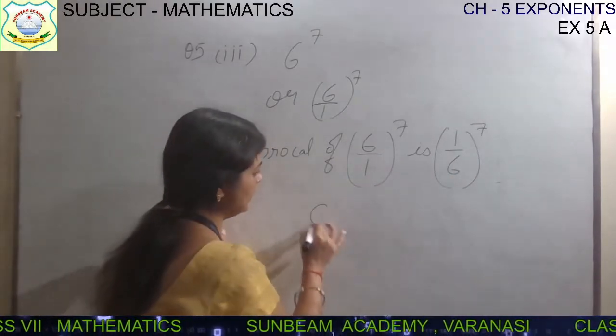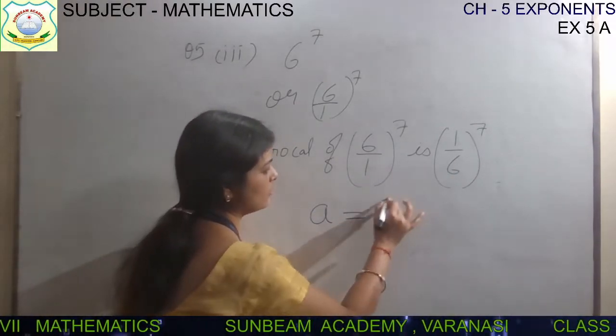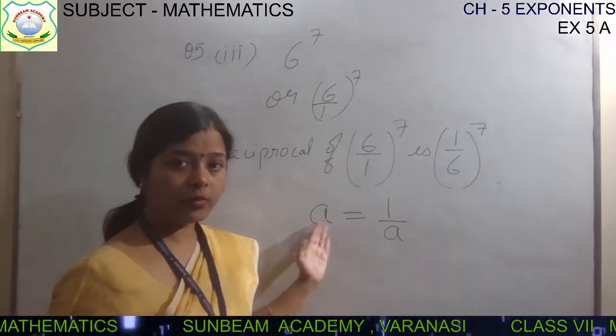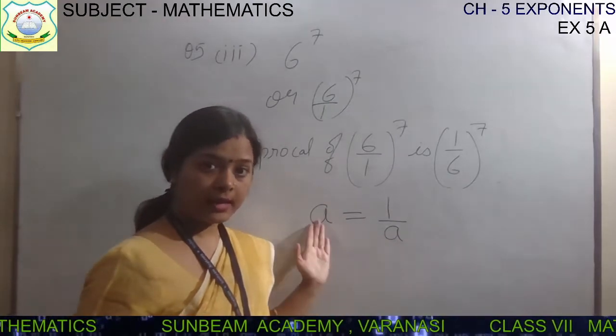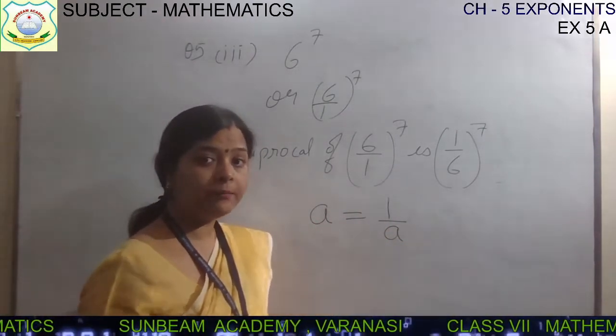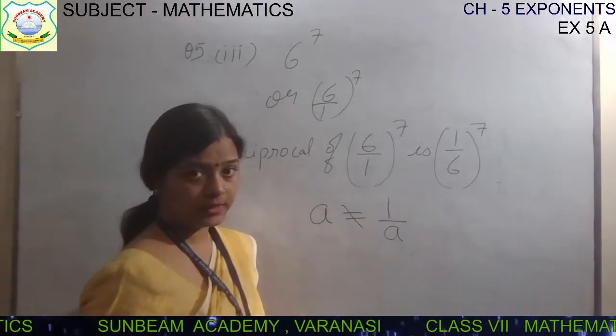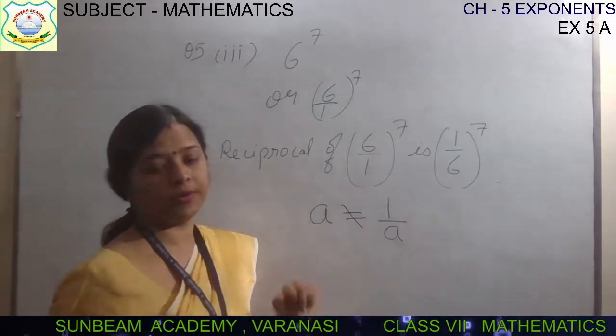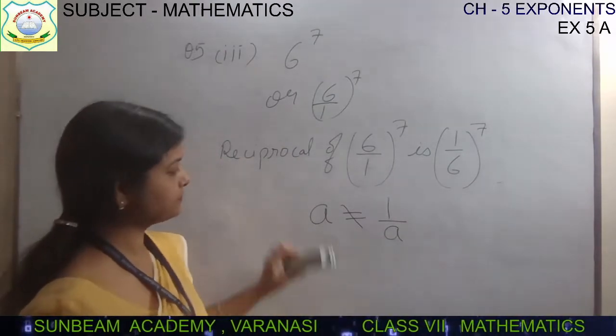अगर आप लिखते हैं a का रेसिप्रोकल, तो a का रेसिप्रोकल इज 1 अपॉन a. हाउ कैन दे बी इक्वल? क्या ये a और 1 अपॉन a इक्वल है? नहीं. a इसका रेसिप्रोकल है, तो a इज इक्वल टू 1 अपॉन a आप नहीं लिख सकते. ठीक है, आप क्या लिखेंगे? रेसिप्रोकल ऑफ a इज इक्वल टू 1 अपॉन a. तब सही रहेगा बेटा.